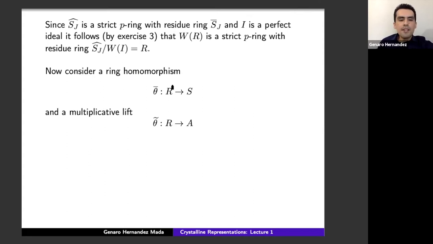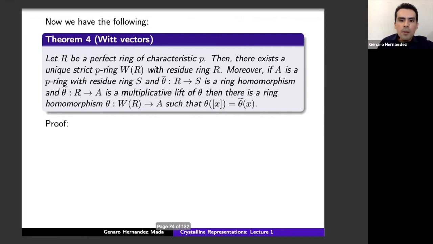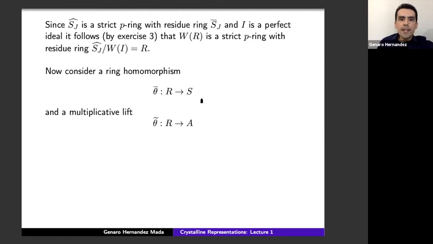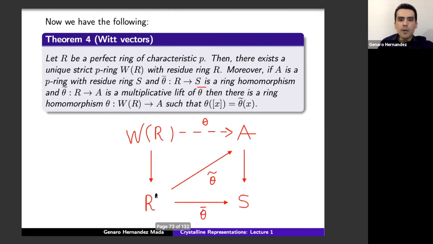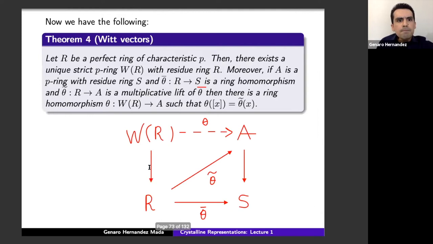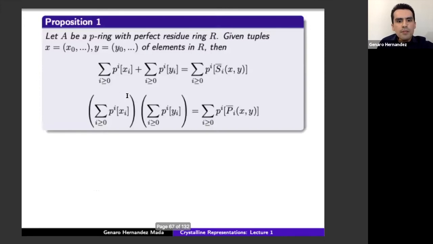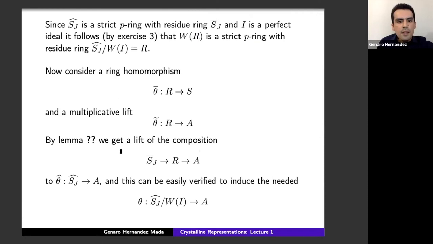And so now what we want to do is to prove the other part. So consider a ring homomorphism from R to S and a multiplicative lift. So just the situation that I was describing here. So this and this. I think the number is not well compiled, but we get a lift of the composition. So it's this one, right? Because we extend to the completion. That's what we get here, I think. Just give me a minute. So this composition is.